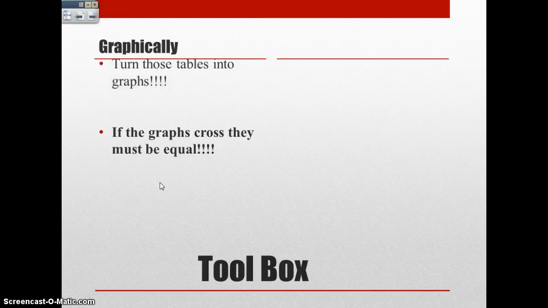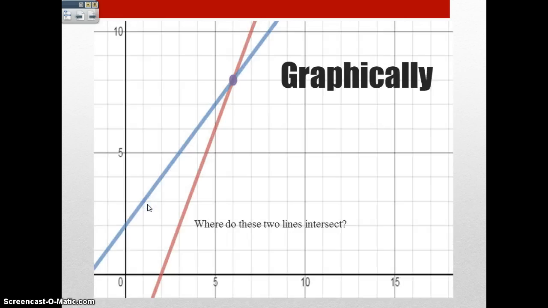And how do we graph? We simply turn those tables into graphs. And here we go. I've graphed g of x and I've graphed f of x. G of x is in the blue, f of x is in the red, and the quick question is, where do these two lines intersect?